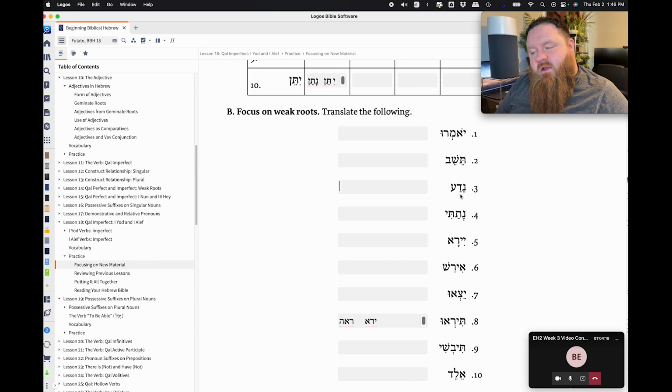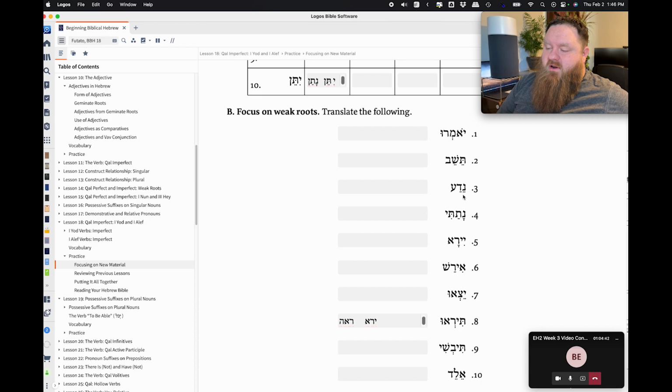Now, number three is a little trickier because I don't have the seri seri pattern. I have a seri patach. But the reason why it goes seri patach is because my third root letter is a guttural. And gutturals, especially ayin and chet, have a strong preference for the patach over an E-class vowel.